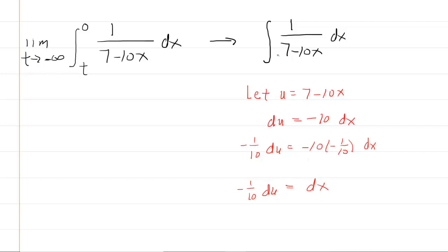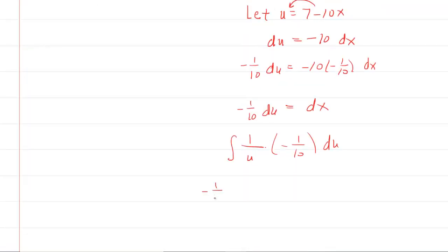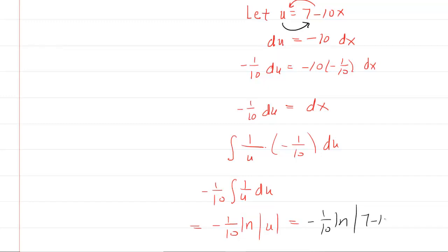We can come back now and make substitutions. Remember, we're substituting into this integral right here. So we have the integral of 1 over 7 minus 10x is replaced with u right now. And then this dx is going to be replaced with negative 1/10 du. We can factor out the negative 1/10, leaving us with the integral of 1 over u with respect to u. Most of us know that the integral of 1 over u with respect to u is just the natural log of the absolute value of u. And then finally, we can put our u back in. Remember, u was 7 minus 10x, so we have negative 1/10 natural log absolute value of 7 minus 10x.